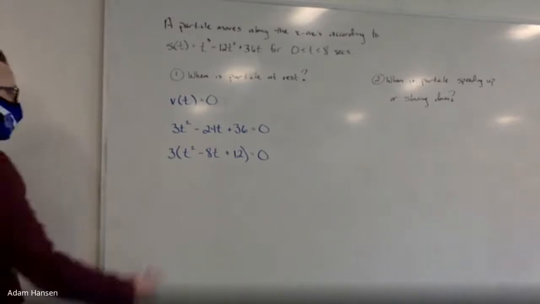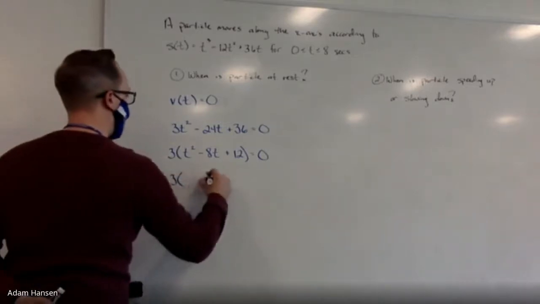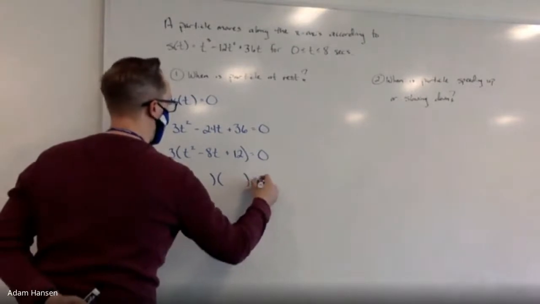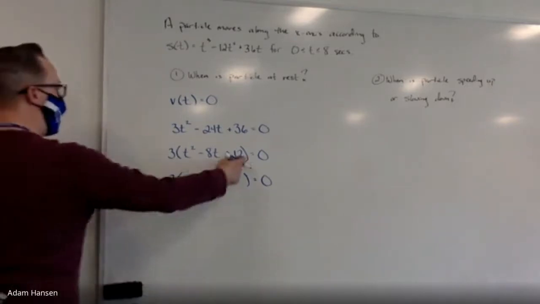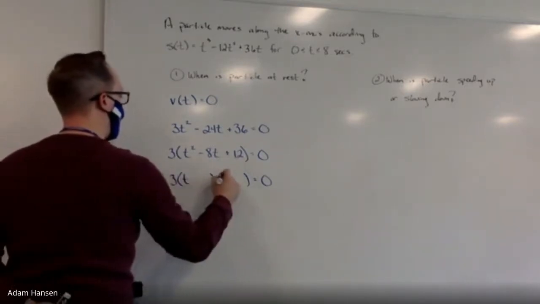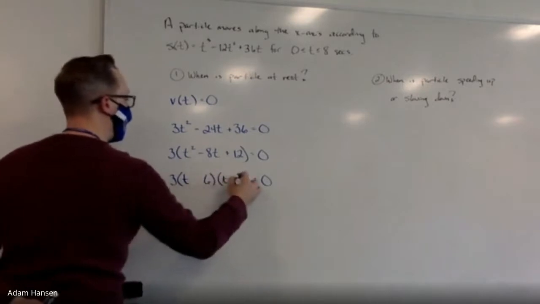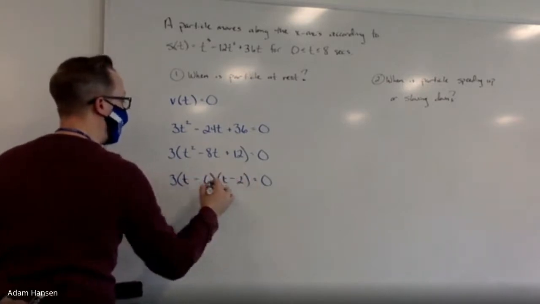Let's keep factoring. What multiplies to make 12 and adds up to be negative 8? 6 and 2, but what signs though? Negative 2 and negative 6.